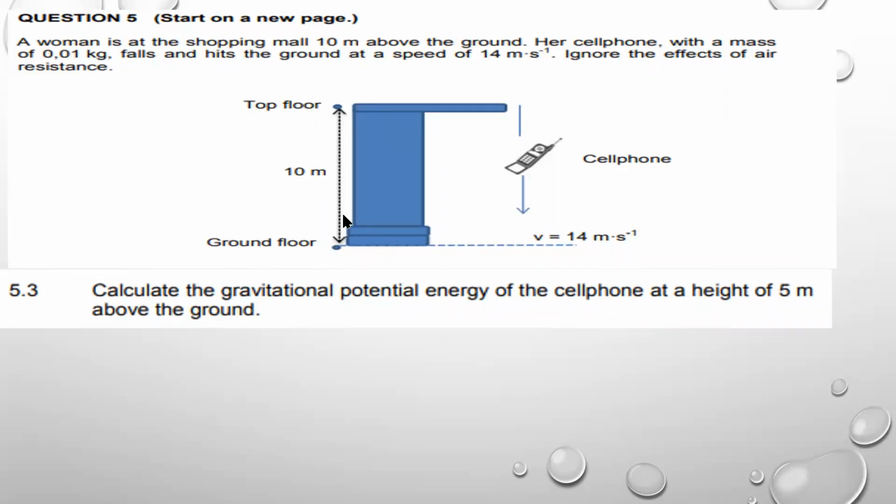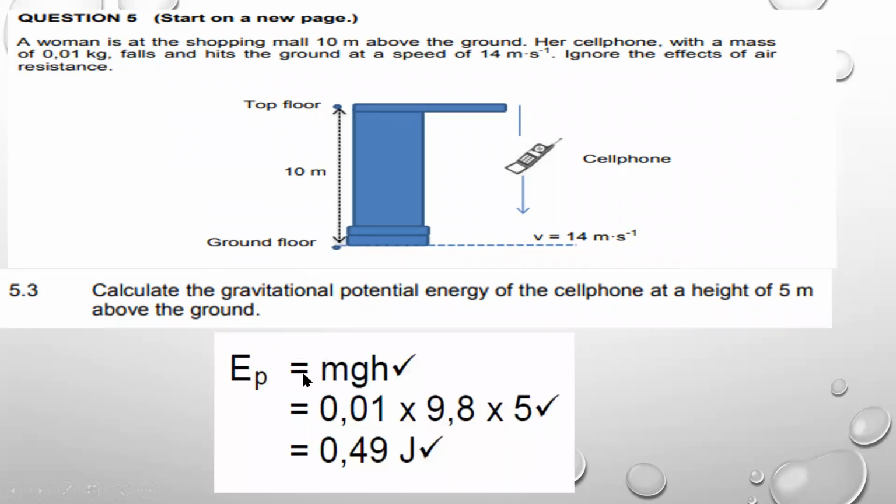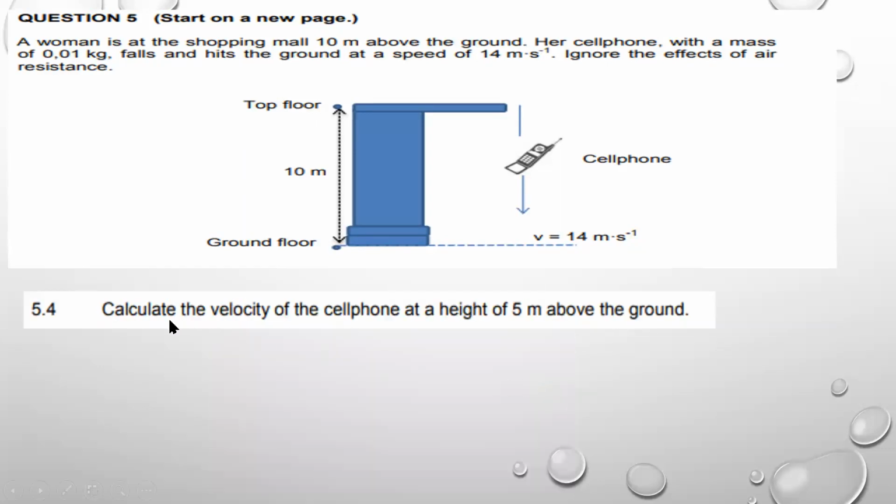Next question, calculate the gravitational potential energy at 5 meters from the ground. Okay, for this position, we know gravitational potential energy is m times g times h. So we can calculate, m is 0.01. It is given here, the mass of the object, and g is a constant number, gravitational acceleration, times the height. You are getting the answer 0.49 joules. Done.